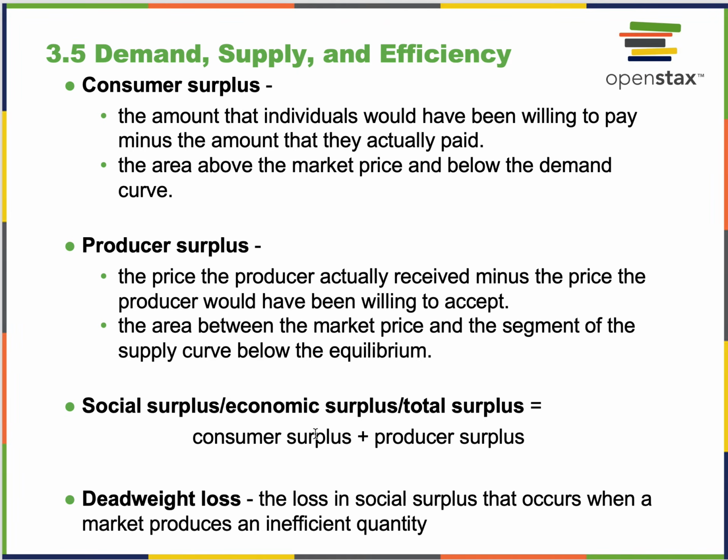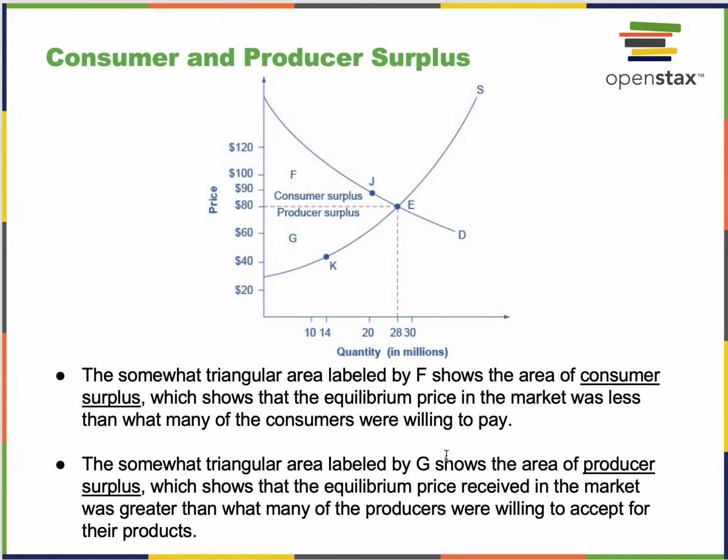Social surplus, or economic surplus, or total surplus, is consumer surplus plus producer surplus. Deadweight loss is the loss in social surplus that occurs when a market produces an inefficient quantity. That's called deadweight loss. All right, let's look at the picture and go back and forth.